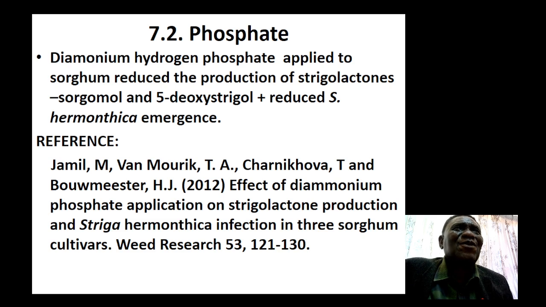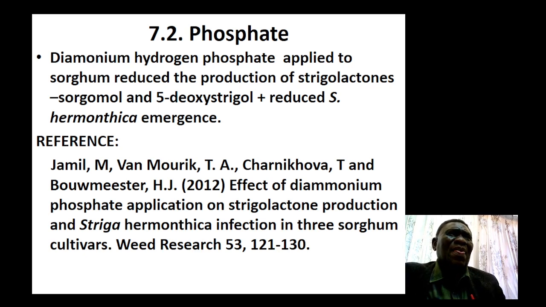Another element is phosphate. For example, diammonium hydrogen phosphate applied to sorghum reduced the production of strigolactones, sorgomol, and 5-deoxystrigol were reduced. Striga emergence was also reduced. If you want more information, you may read this reference indicated.